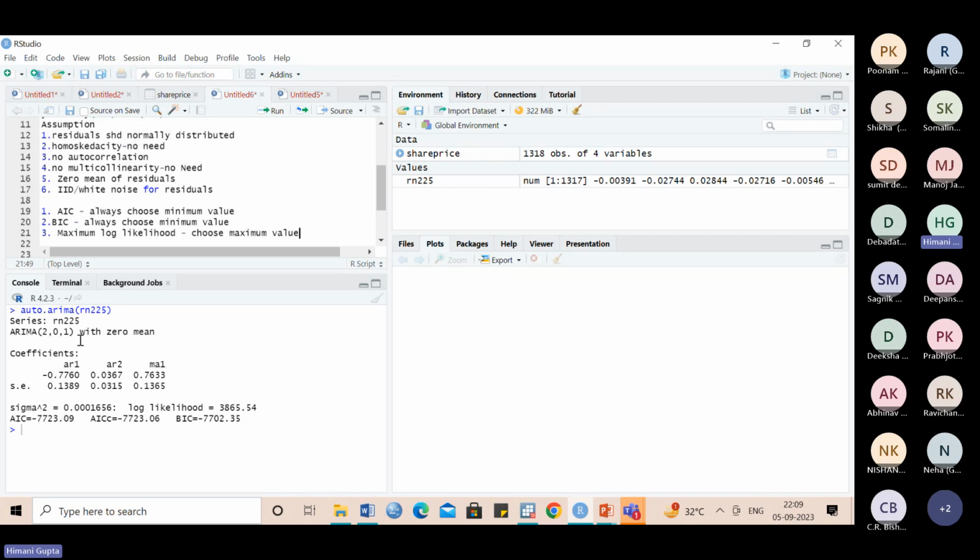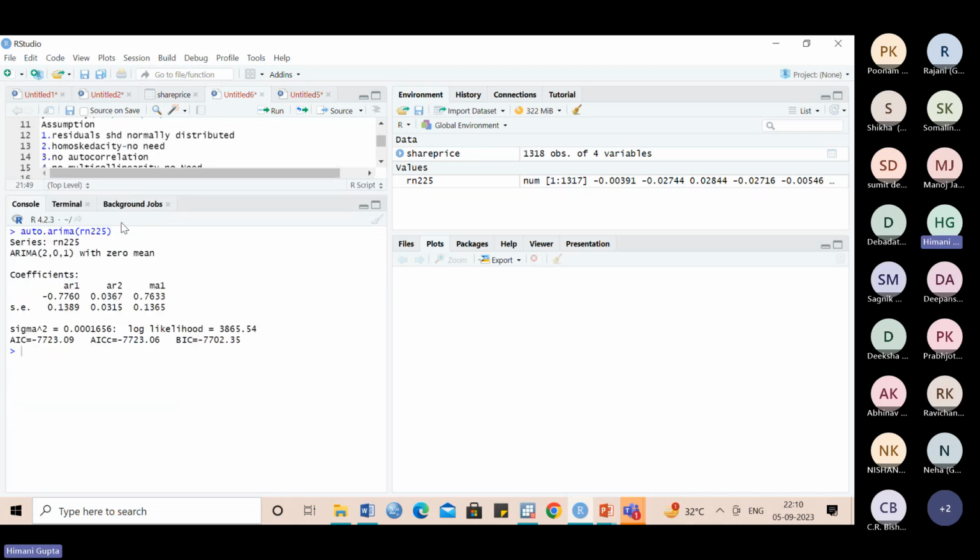Another paper I wrote when I said that I'm not believing R. R is saying 201 is the best model, but as per my knowledge, this is not the best model. I will calculate the best model manually. So now let's see how we are going to calculate the best model manually.